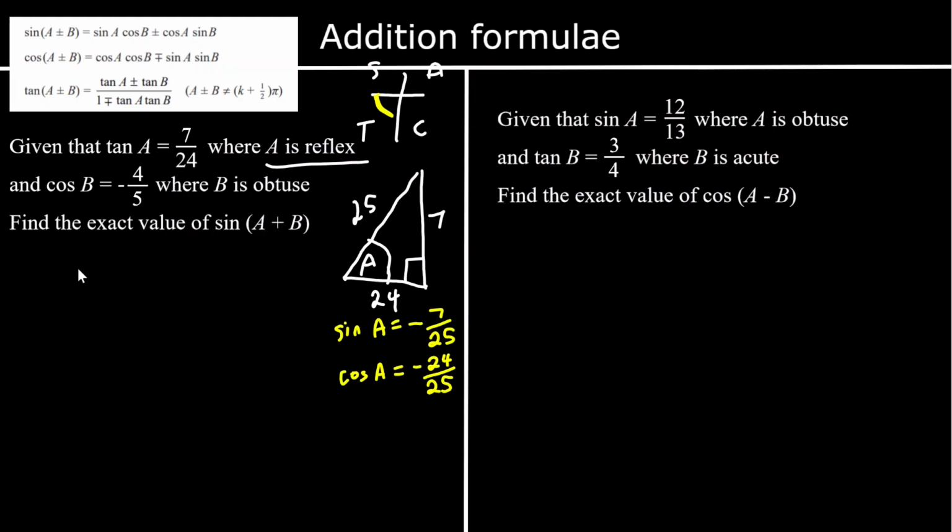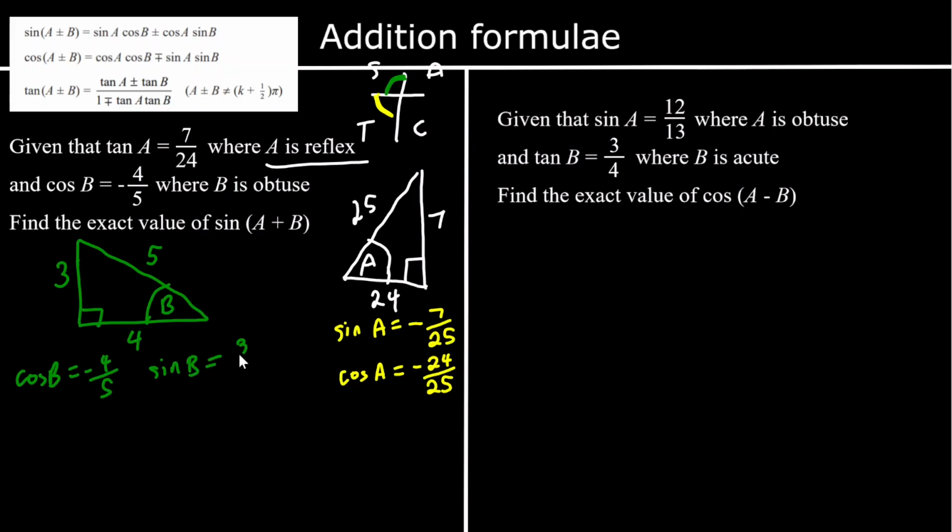Cos B is negative 4/5, and B is obtuse. So it's obtuse, and cos is negative, which means sine will be positive. So if this is B, cos is CAH, adjacent over hypotenuse. The opposite must be 3, again using Pythagoras. So we know cos B already is negative 4/5. Sine B is SOH, and it's positive 3/5.